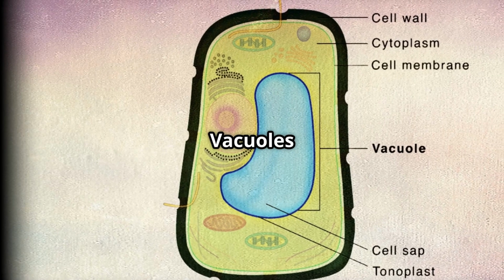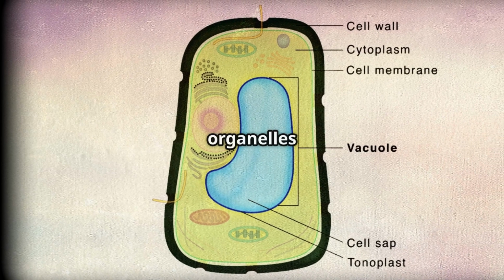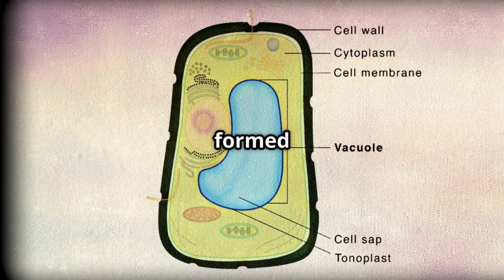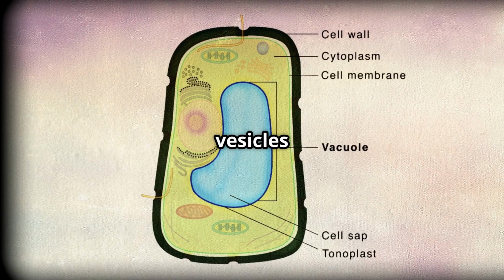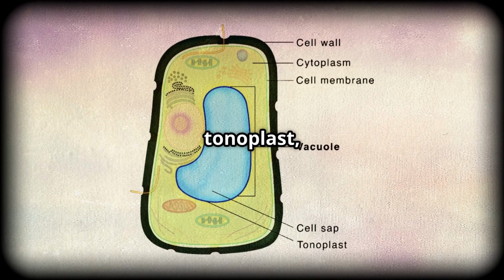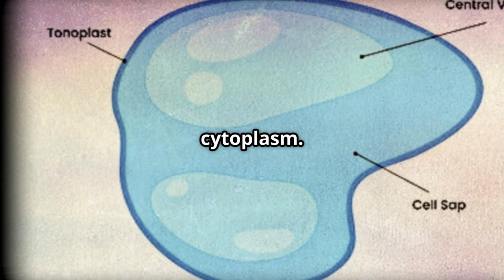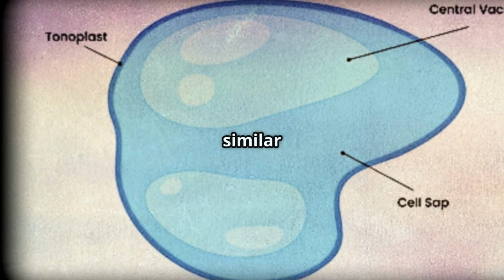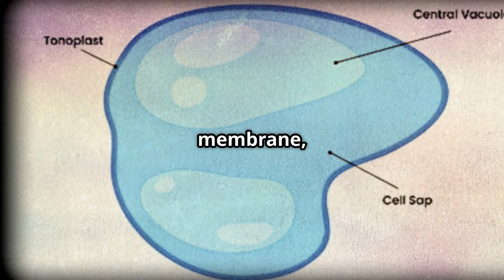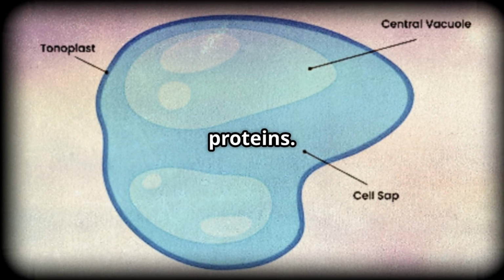Structure. Vacuoles are membrane-bound organelles that are typically larger in size than other organelles in the cell. They are formed by the fusion of multiple vesicles and are enclosed by a single membrane called the tonoplast, which separates the contents of the vacuole from the cytoplasm. The tonoplast is similar in composition to the cell membrane, consisting of a lipid bilayer with embedded proteins.